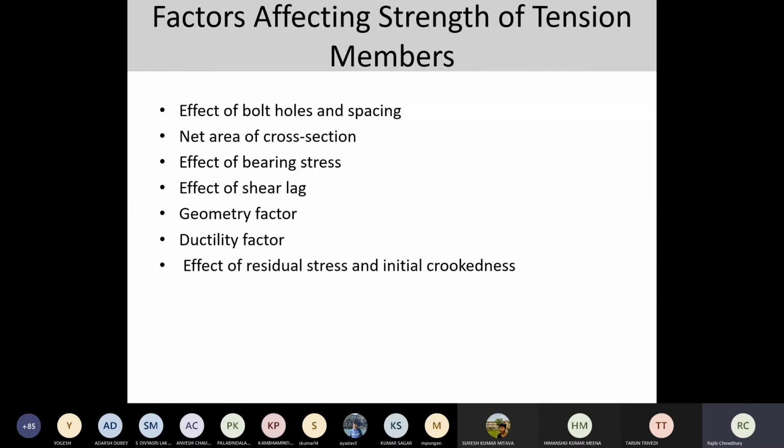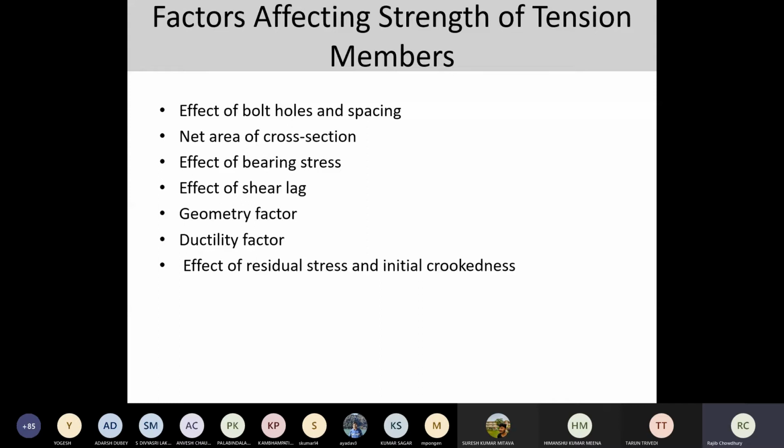It is obvious. If I utilize a 16 mm diameter bolt versus a 20 or 36 mm diameter bolt, obviously my net cross sectional area would be reduced compared to the gross cross sectional area. So it will directly affect the strength of the tension member. Then the net area of the cross section is again dependent on the bolt hole and the spacing.